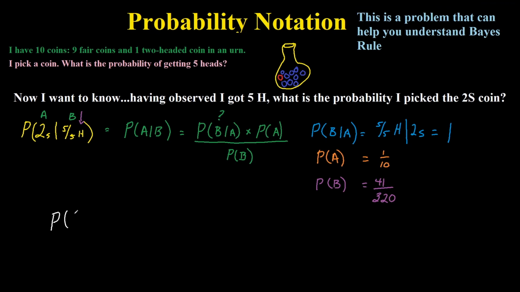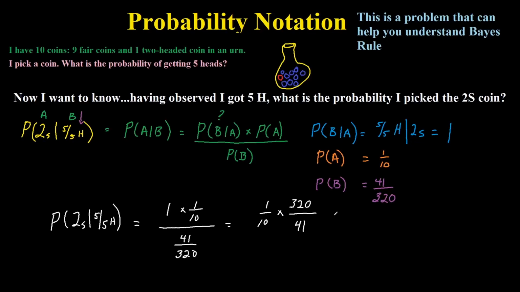And now we can actually plug these values into Bayes' formula and find out the probability of picking the two-sided coin. The probability of B given A was 1, the probability of A was 1/10, and the probability of B is 41 over 320. You don't need differential calculus to figure this out. This is simply 4th grade fractions. So doing the math, you can see the probability of actually picking the two-sided coin, given that we observed 5 out of 5 heads, is about 75% chance.